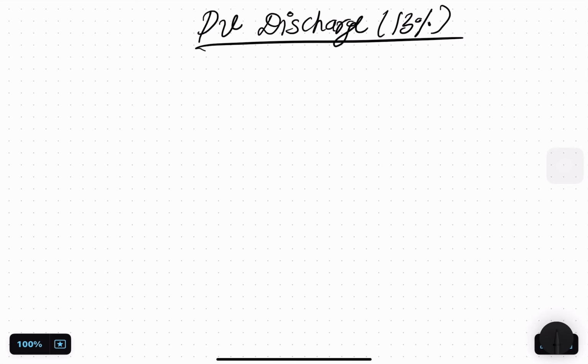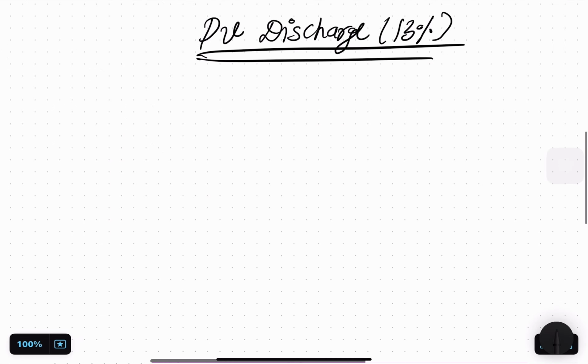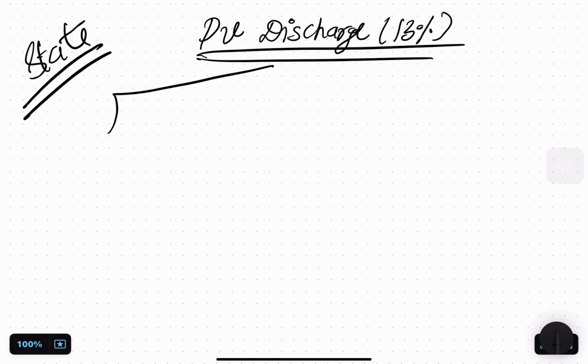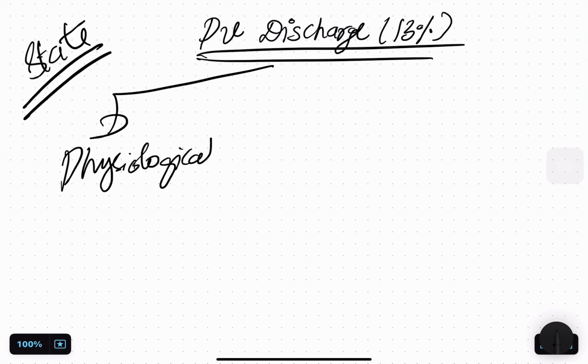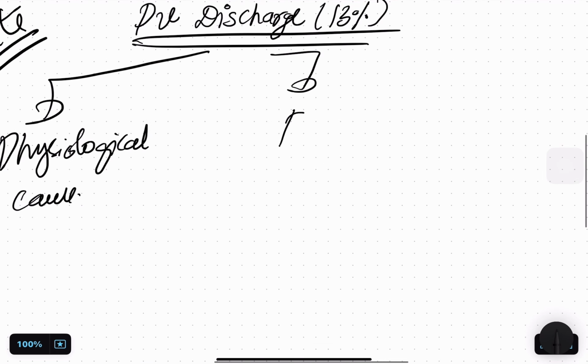So first you should know what is physiology, what is pathology. There can be physiological causes of PV discharge, and there can be pathological causes. So basically, I deal with this, again coming to stats, that's how I start my class. So physiological cause, then pathological cause.